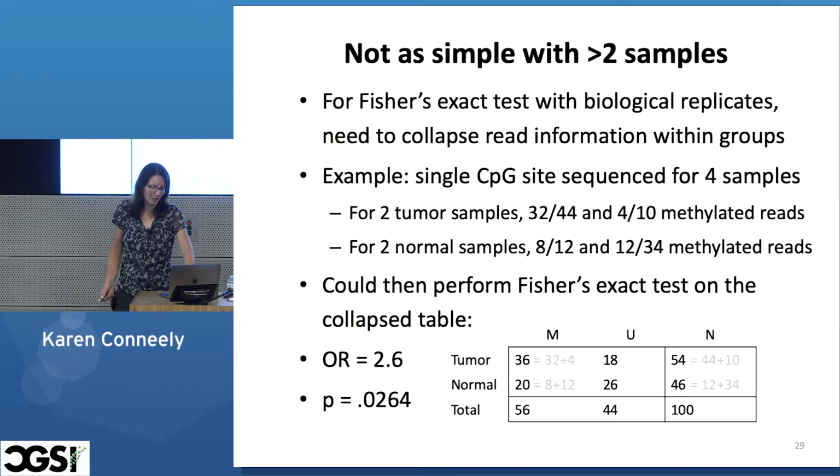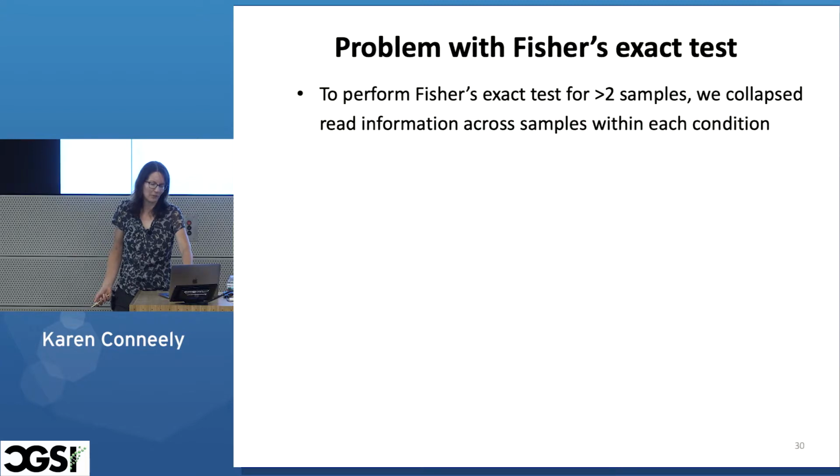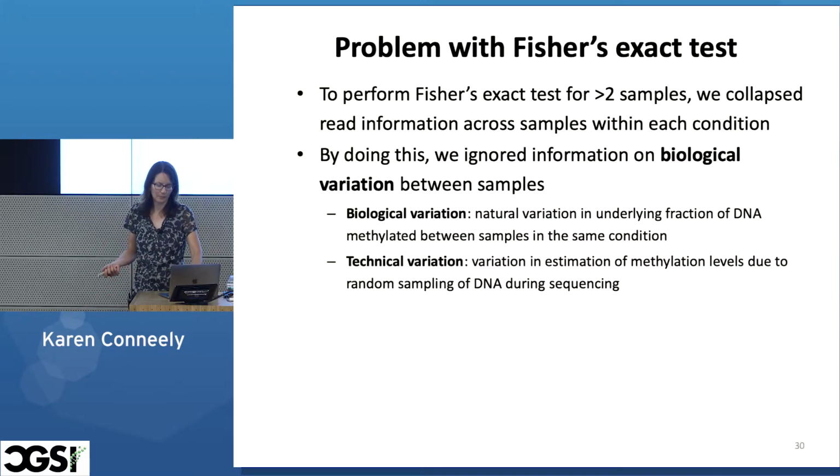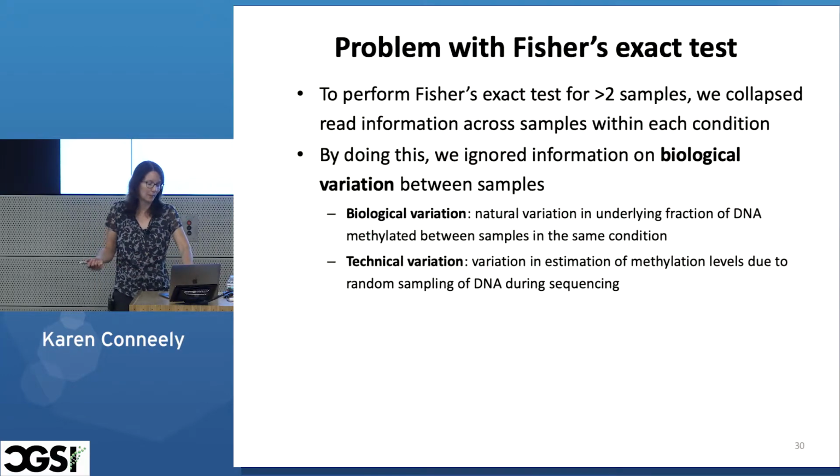And so what we did can also be termed as ignoring the problem of biological variation. So to do this test, we collapsed the read information across the samples. And this ignored any biological variation that might be going on between the samples. Biological variation is basically heterogeneity between the samples. It's natural variation in the underlying fraction of DNA methylation between two samples in the same condition.